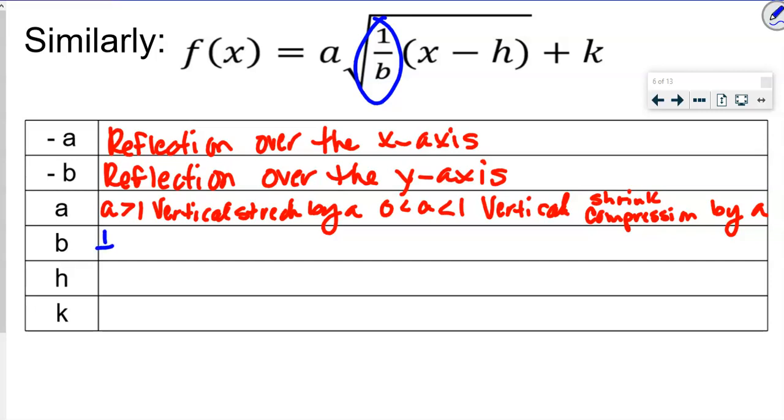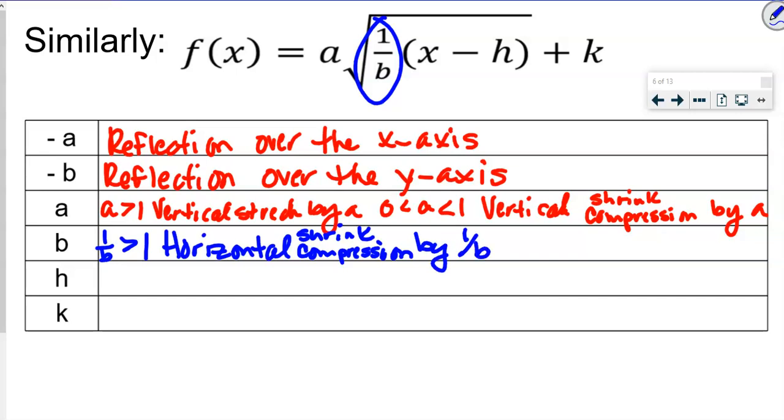So if 1 over b is greater than 1, so if the number there is greater than 1, then it's going to be a horizontal shrink or compression. So again, we're going to write shrink, compression. Now watch what happens. By 1 over b. So we're going to flip it.